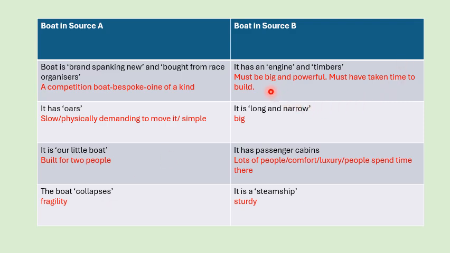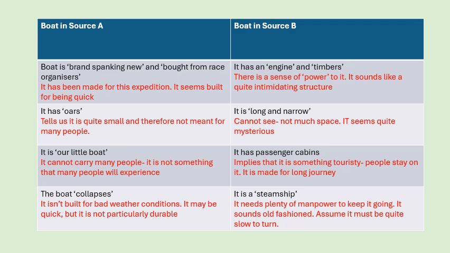The boat in B must be big and powerful because it's got engine and timbers. We know that it's long and narrow, we know it's got cabins, and I think that's a really important thing for us. If it's got cabins, we know that it must be for a lot of people, it must be comfortable, it must be luxurious, people must spend the time there, and it's a steamship, so it must be sturdy. Lovely. So those are some more that we did in revision.